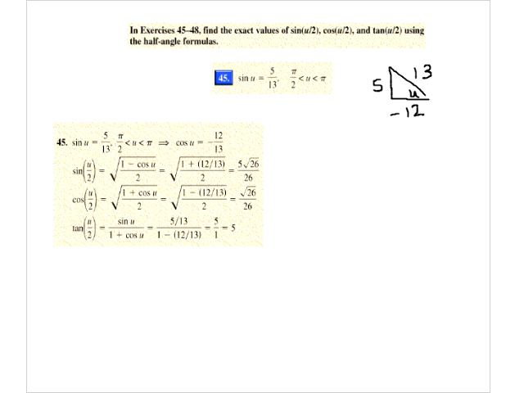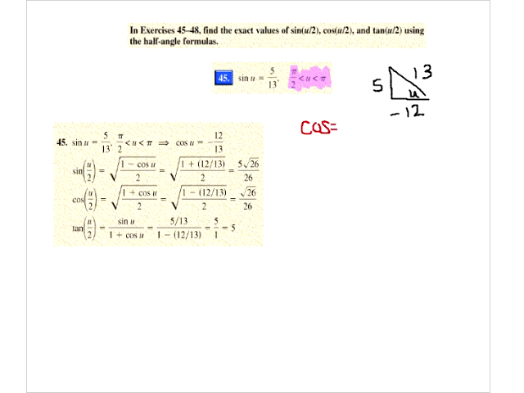Okay, the next one here, again, very similar, only we're using the half angle formulas this time. We need to find the missing information. We are dealing with quadrant 2 this time. So this tells me quadrant 2. So setting up my right angle, I know my missing side is negative 12. So I get sine being 5 over 13.